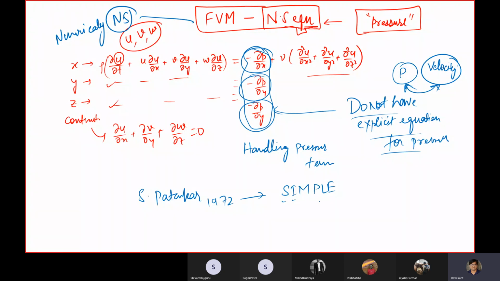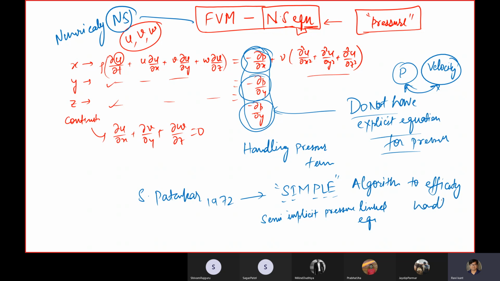SIMPLE stands for semi-implicit pressure linked equation. This is the full form. The SIMPLE algorithm efficiently handles pressure.